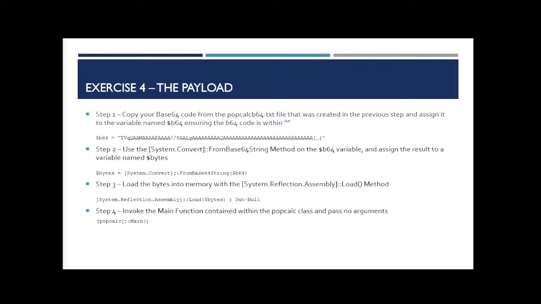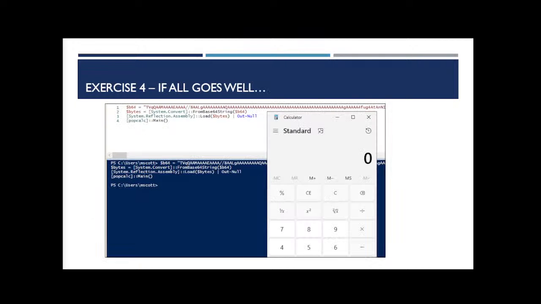And we pipe to Out-Null because there's a true that happens after that, and we don't care to see that. So Out-Null is basically the same as redirecting to /dev/null. And then the last step is we're going to invoke the function with the popcalc class and pass 0 arguments. So if all has gone to plan, we get our calc. What we have done is embedded a compiled binary within our PowerShell code and invoked it at runtime.